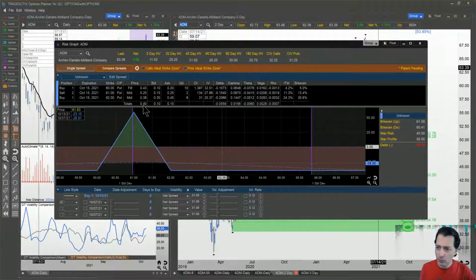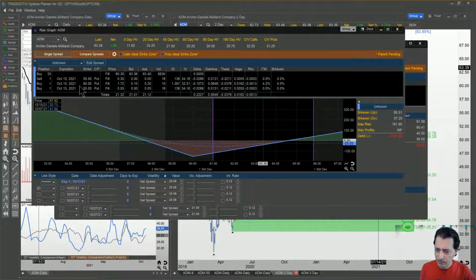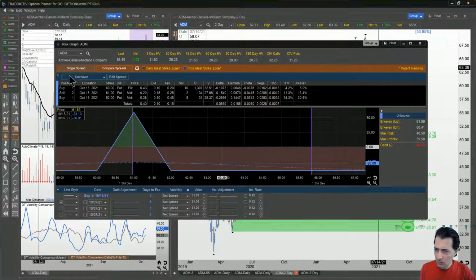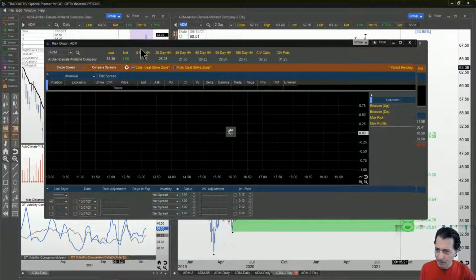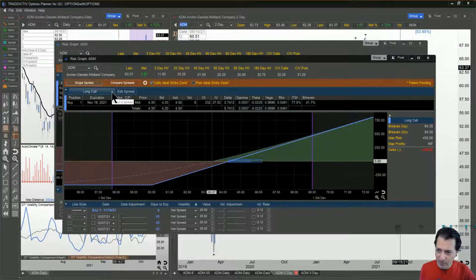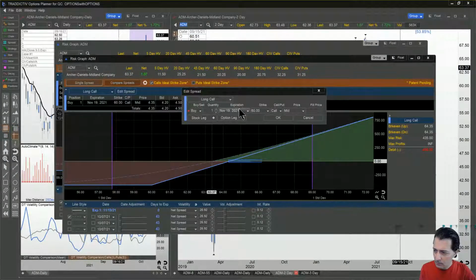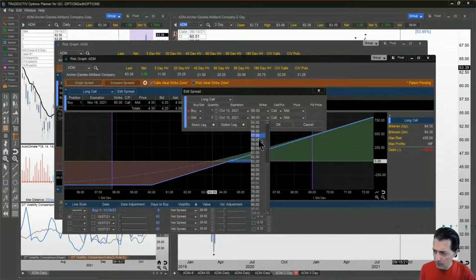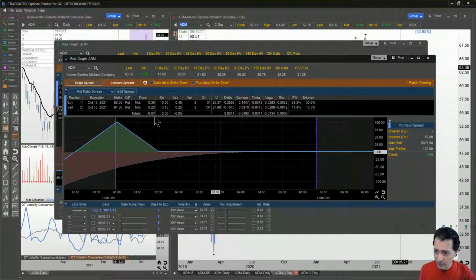Let me go ahead and do one extra confirmation, just so I make no mistakes. So I'm just going to get into another risk graph. I just want to enter, because TOS is giving me real-time values, right? So I'm just going to use October 15, sell 2 of the 61 put and buy the 62 put. So how much premium is this supposed to bring in? 3 cents.